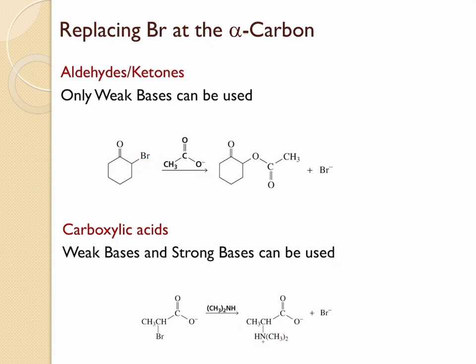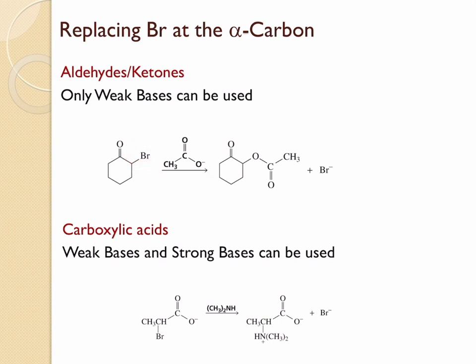In the case of aldehydes and ketones, we can only use weak bases, because strong bases can create enolate ions. Say for example, here we do have alpha hydrogens, and in the presence of a strong base, one of these hydrogens could be abstracted, and therefore it could lead to the formation of an enolate ion. And that is the reason why we always needed to use weak bases in the case of aldehydes and ketones to replace the bromine at the alpha carbon.